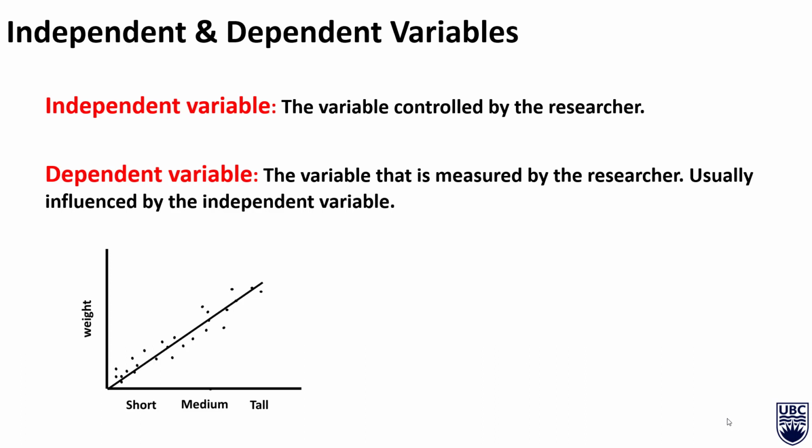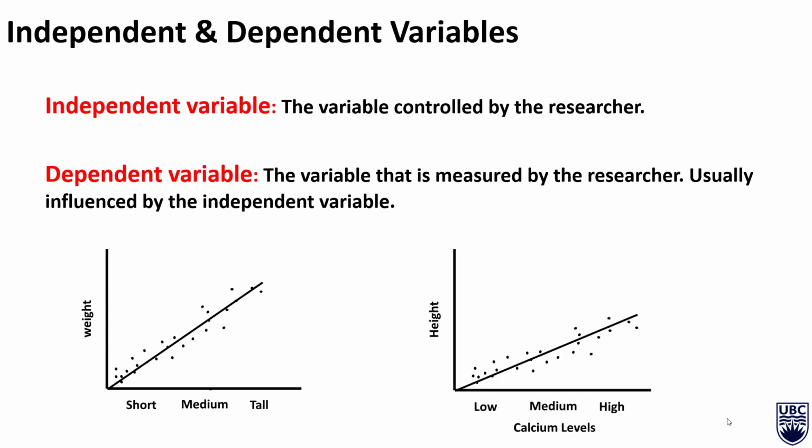But just because in this specific research question, height is the independent variable, doesn't mean that it's always going to be the independent variable. So if we have another question, and we ask what is the influence of calcium intake on somebody's height? In this research question, calcium intake is actually the independent variable, so we control for people's calcium levels. And then we see, okay, depending on how much calcium they're intaking, how does that influence their height? So in this situation, the height is actually our dependent variable.